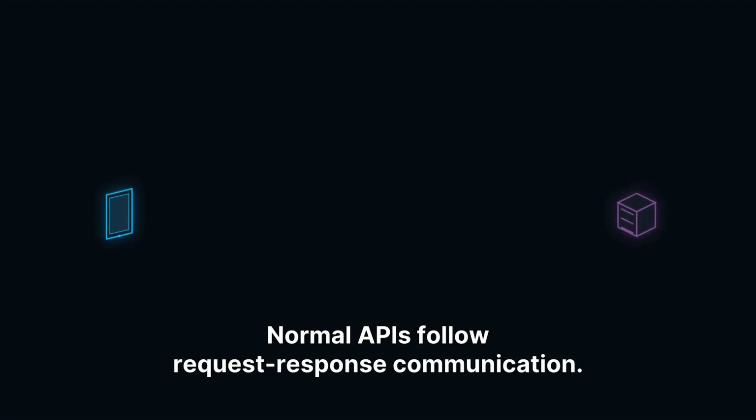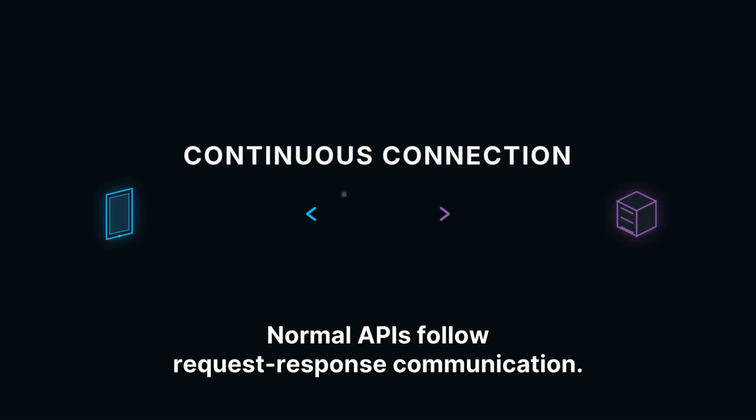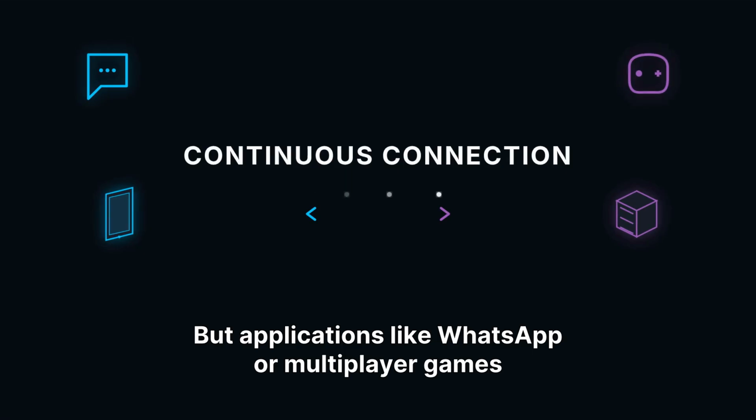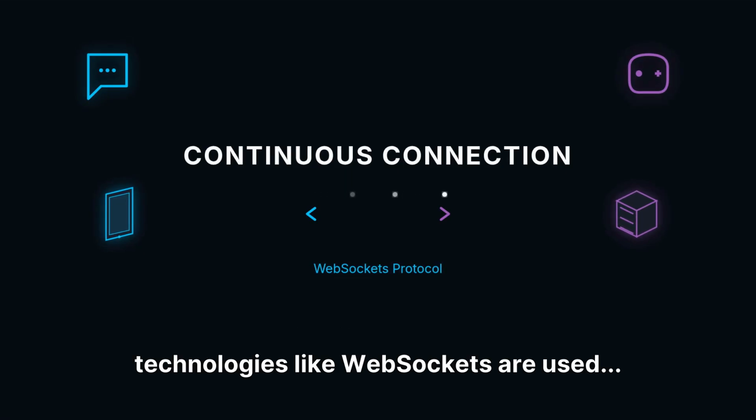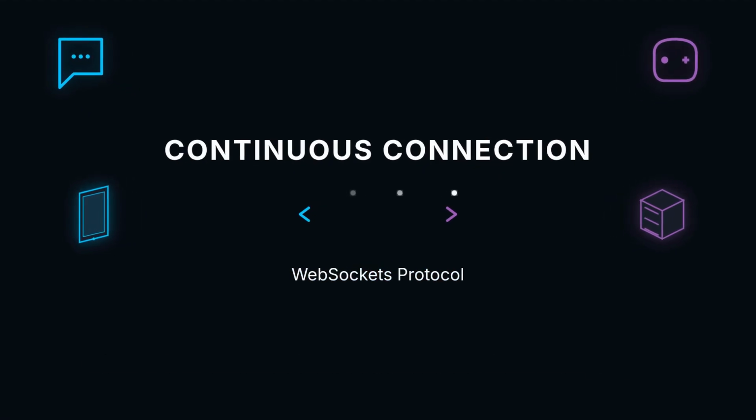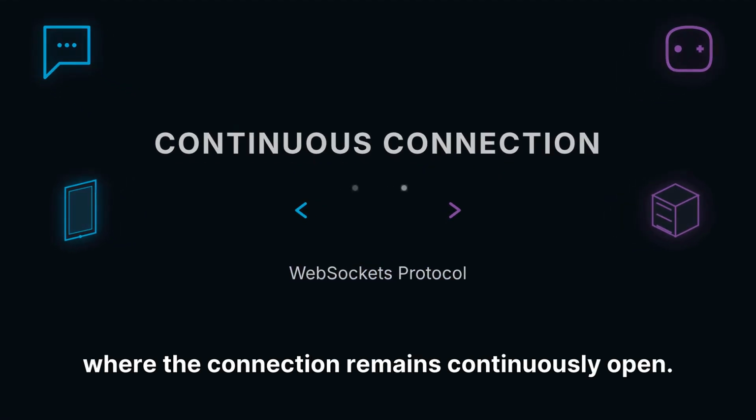Normal APIs follow request-response communication. But applications like WhatsApp or multiplayer games need real-time communication. For this, technologies like WebSockets are used, where the connection remains continuously open.